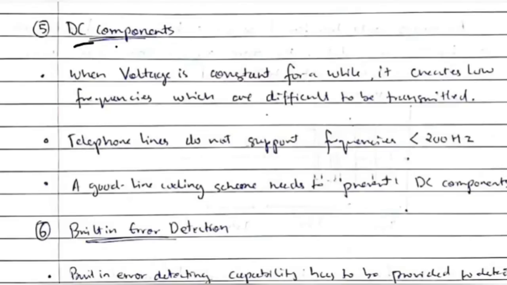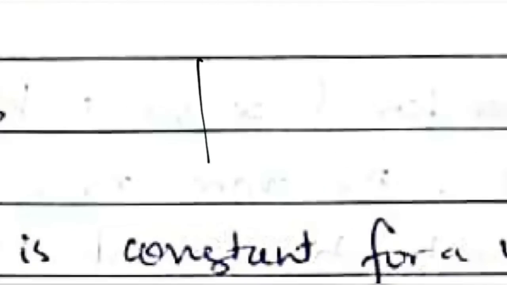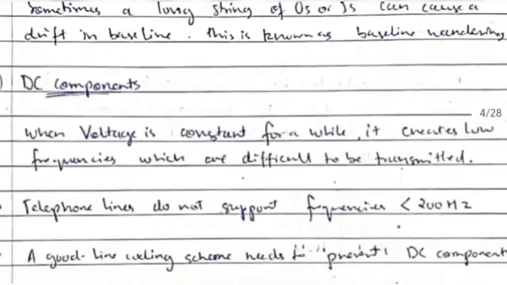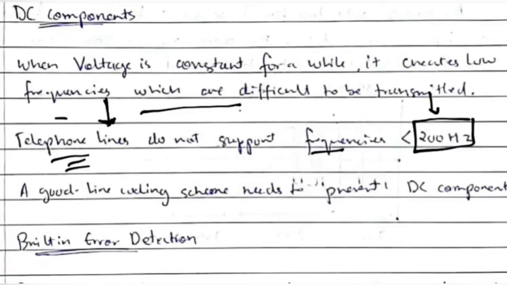The next one is DC components. DC means direct current. What happens in direct current is there will be no frequency. If a current is getting transferred here, it will be constant all over the time. Sometimes the voltage getting transferred from the sender to the receiver remains constant for some amount of time, so it can become like a constant current. Some telephone lines do not support frequencies less than 200 Hertz. So when it becomes constant, the frequency starts to reduce, and when it reaches below 200, the transmission of data cannot take place in telephone lines.